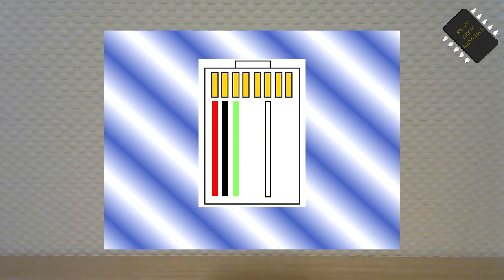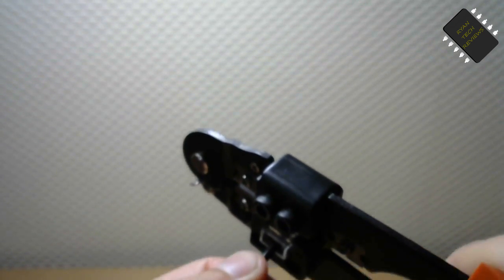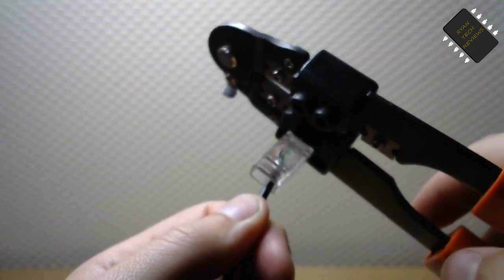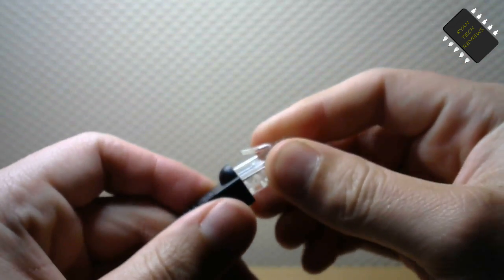The red wire should be in pin 1, the black wire in pin 2, the green wire in pin 3, and the white wire in pin 6. Now insert the Ethernet plug into the crimping tool and press down until the clasp shuts firmly around the cable. Then you can slide up the Ethernet boot to complete the Ethernet to USB adapter.